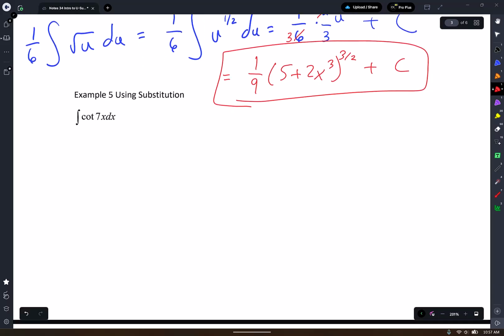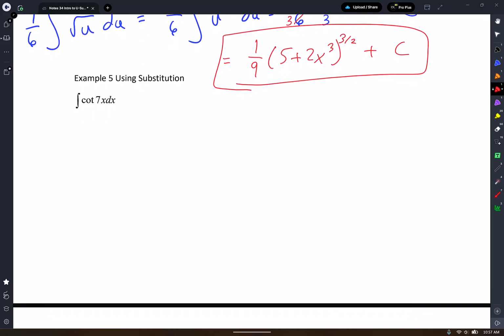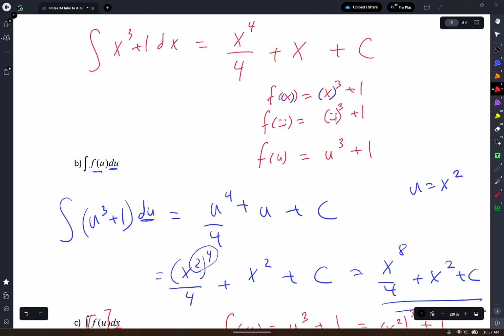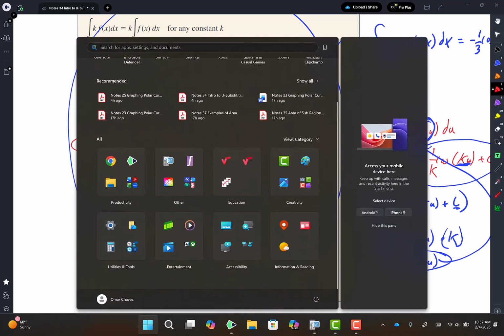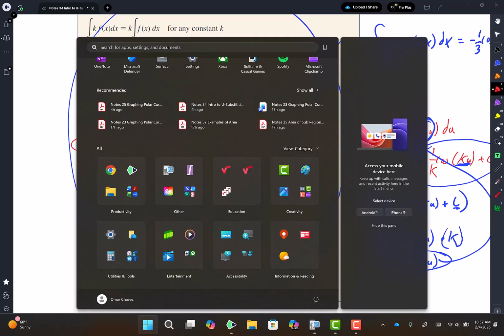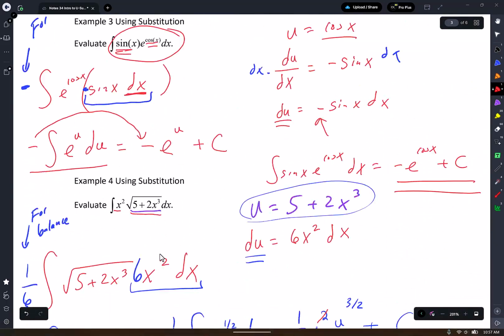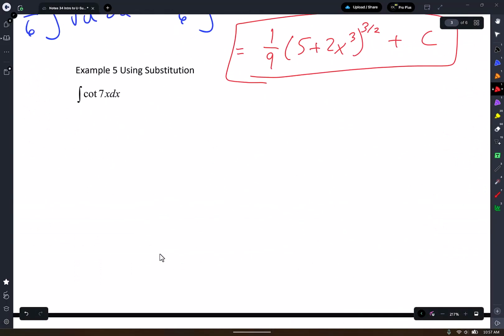You guys ready for another one? Don't worry, we're going slow. Cotangent 7x dx. Do you guys happen to know an antiderivative of cotangent? We don't know. It's an ln. Yeah, you guys need more experience. You're not engineers yet.